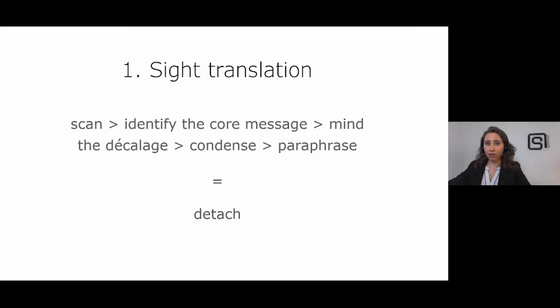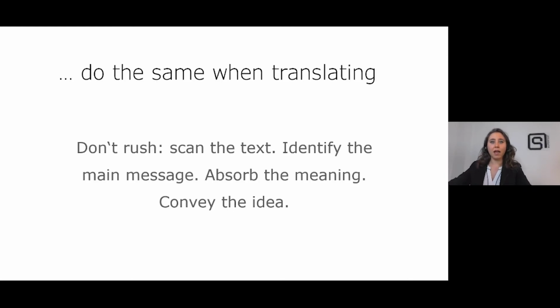So during this process, interpreters need to identify the core meaning, the secondary sentences, and any kind of embedded sentences. At the same time, they have to control their own emotions and maintain the original intent of the text. And if you paraphrase everything, you will see that it's all about detaching, moving away from the original text. So there's actually good news. You can do the same in translation too.